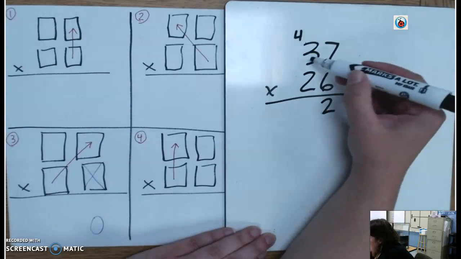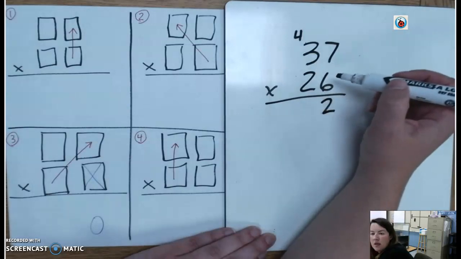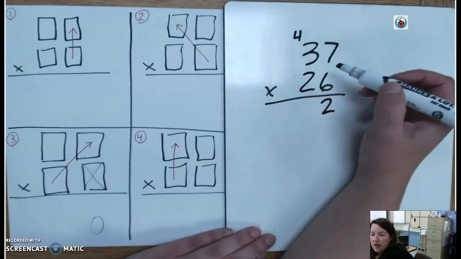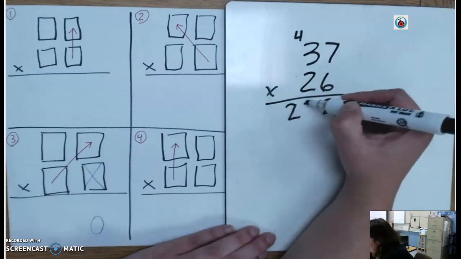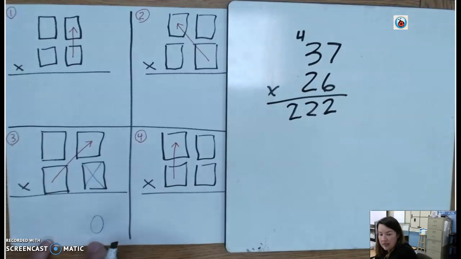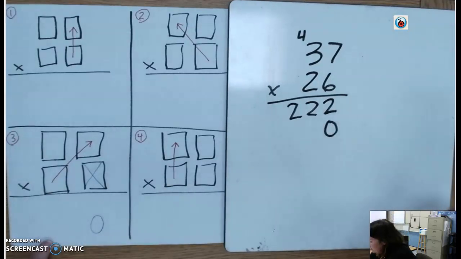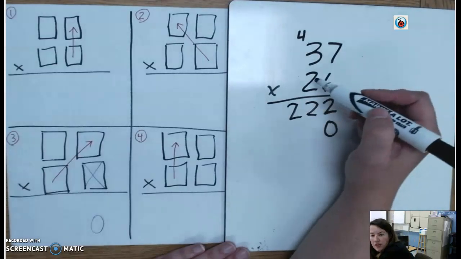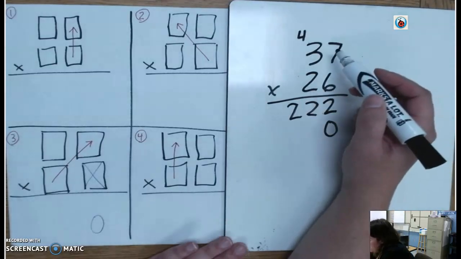Okay, next step is 6 times 3. I know 6 times 3 is 18 plus 4. 18, 19, 20, 21, 22. Okay, step 3, put my 0 down beneath. And then do 2 times 7.